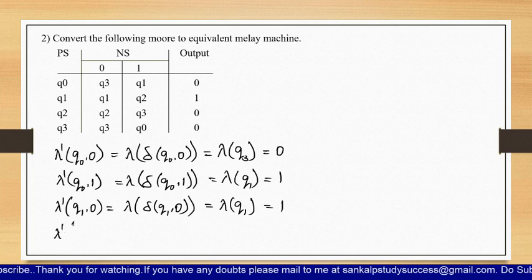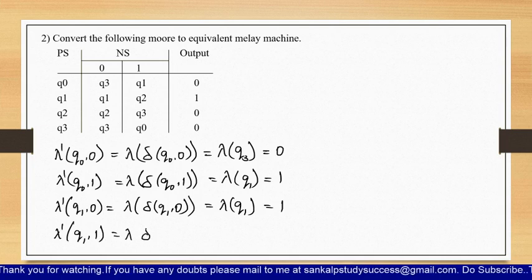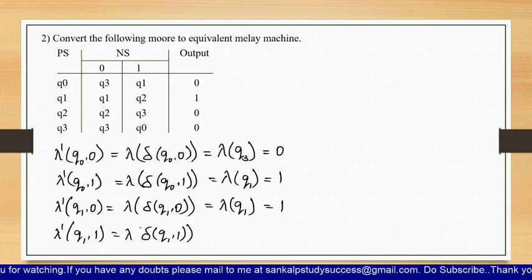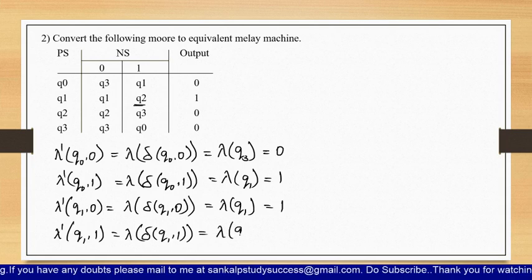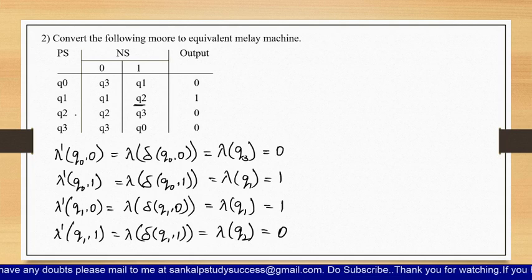Now lambda dash of q1 comma 1. The transition function of q1 comma 1 is nothing but q2. See here, q1 comma 1 is nothing but q2, which is equal to lambda of q2. Lambda of q2 is again 0. Here lambda is nothing but the output, right? So you can consider it as lambda, and we are getting the output as 0.